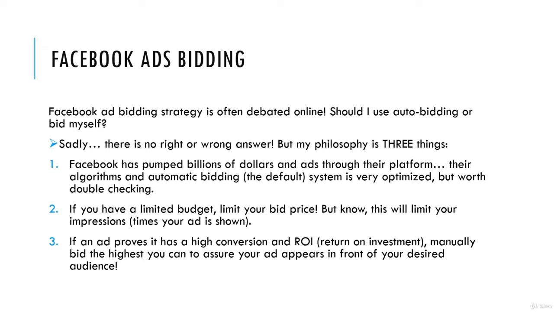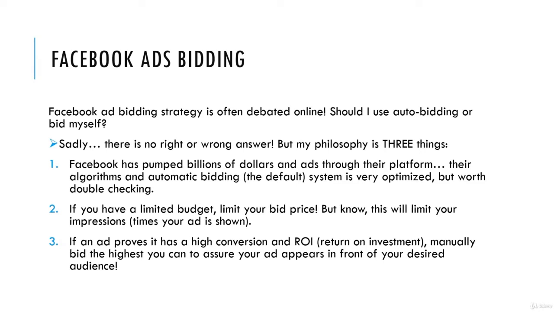Facebook ad bidding strategy is often debated online. Should I use auto bidding or bid manually? Sadly, there's no right or wrong answer. But my philosophy is three things. Facebook has pumped billions of dollars and billions of ads through their platform. Their algorithms and automatic bidding, the default system, is very optimized. But I will advise you to double check whenever manual bidding is an option.